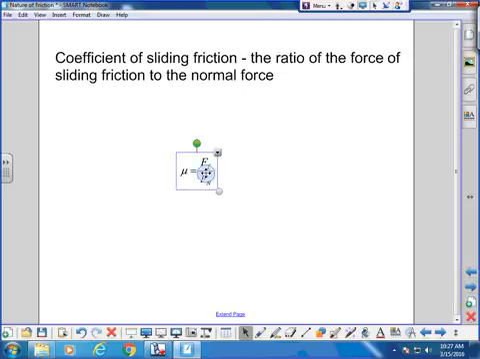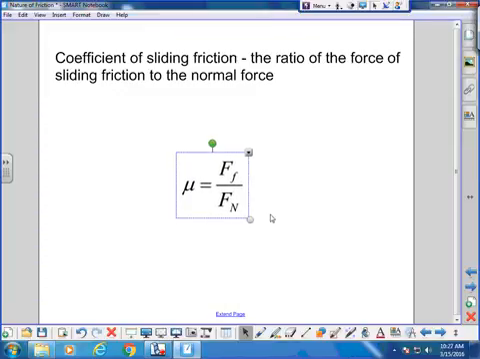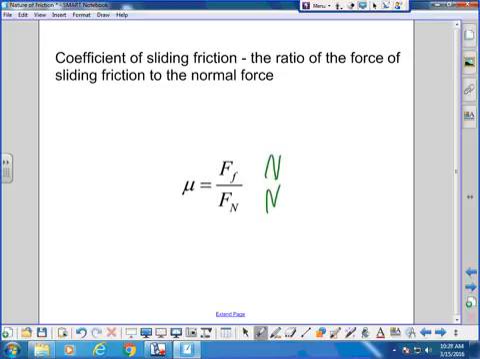Here it is. This is the coefficient of friction. The coefficient of sliding friction is the ratio of the force of sliding friction, Ff, divided by the normal force, Fn, that we've been familiar with for a while now. You will notice that we have a force over a force. So what are the units? Newtons over newtons. And what happens when you have the same unit on top as on the bottom? They cancel out. So what are the units on mu, Cole? No units. There are no units to mu. It is just a number that determines how much friction there is.